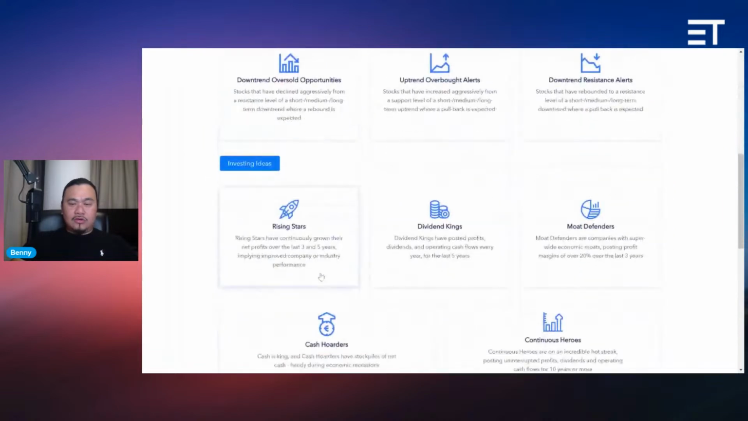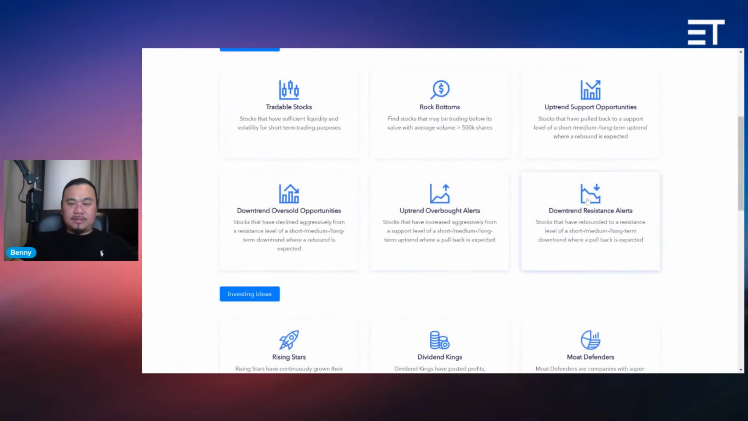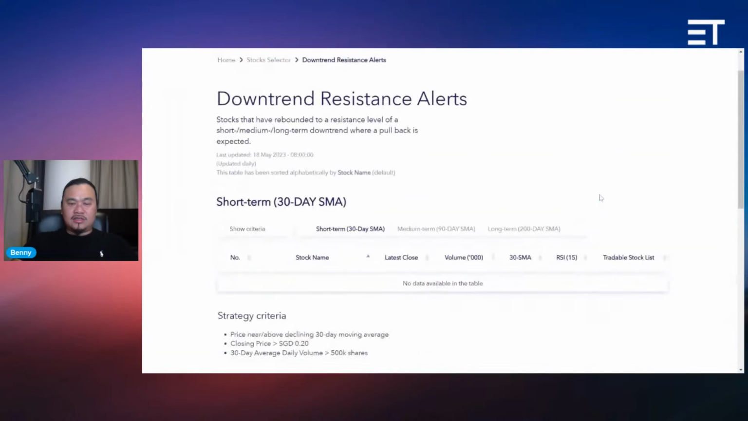So I can also go look at others. For example, you look at downtrend resistance. It means that the price has gone down, but you don't see any counters here, right? These are basically stocks that have gone oversold, very, very low, and have rebounded significantly. We don't see any at this point in time. So this one here is updated on a daily basis, so the list may change on a daily basis.